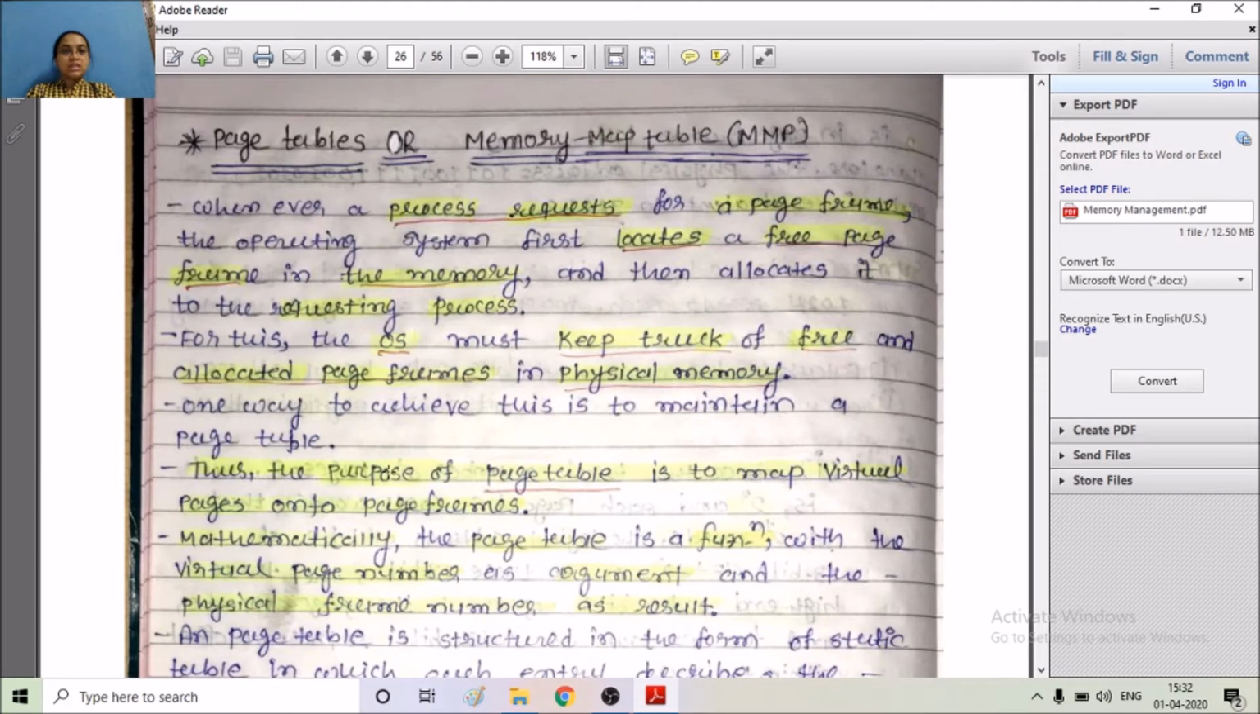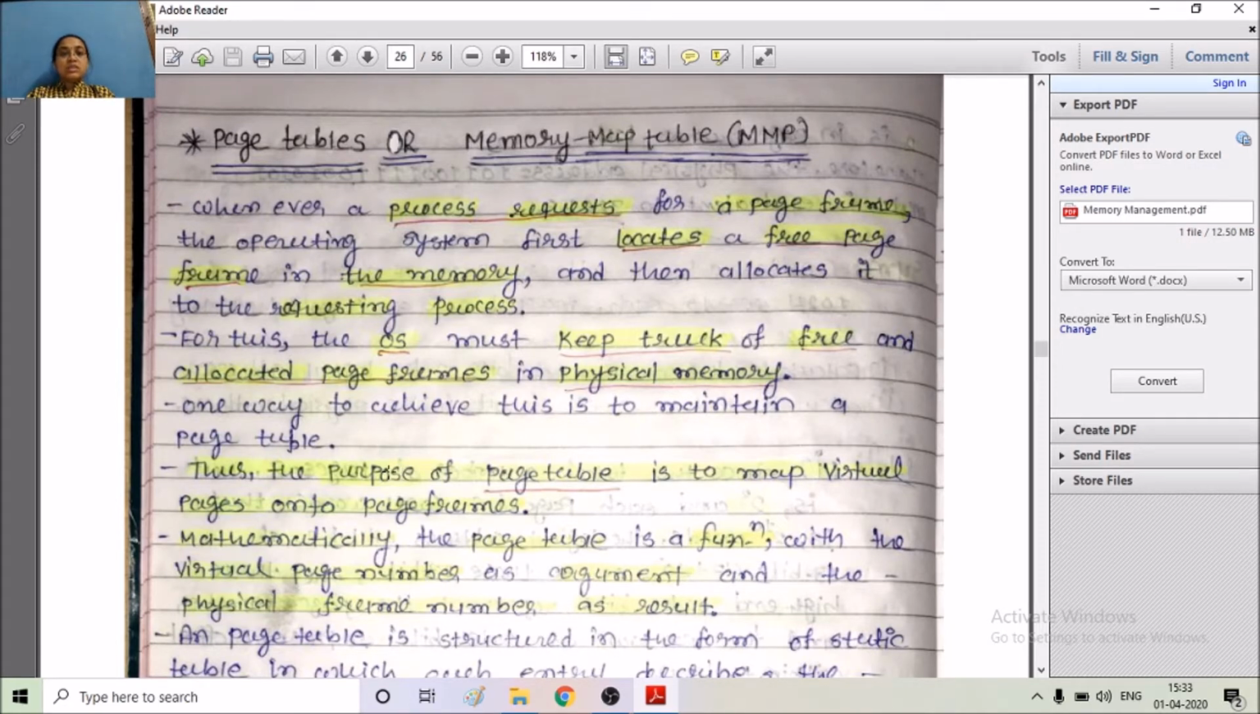So whenever a process requests a page frame, the operating system first locates a free page frame in memory and then allocates it to the requesting process. For that, the operating system must keep track of each and every page frame in physical memory. To keep track of page frames, there is the page table, or you can say the memory map table, right? The OS must keep track of free and allocated page frames in physical memory.